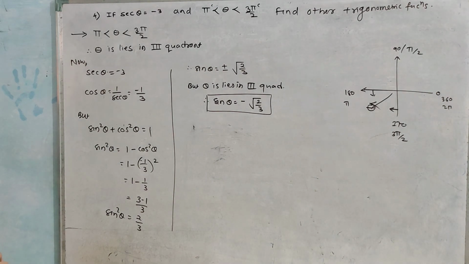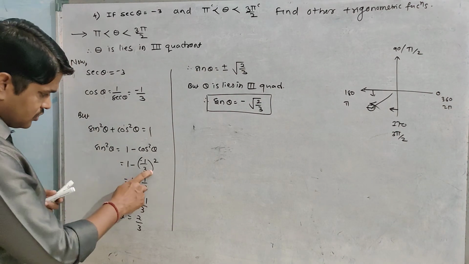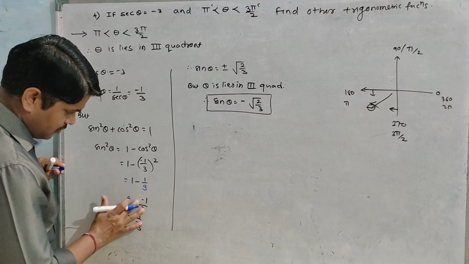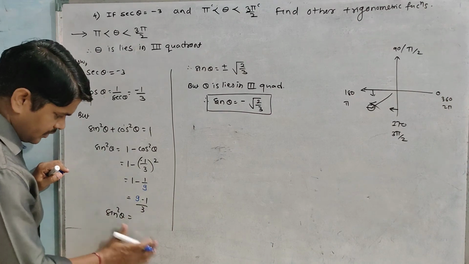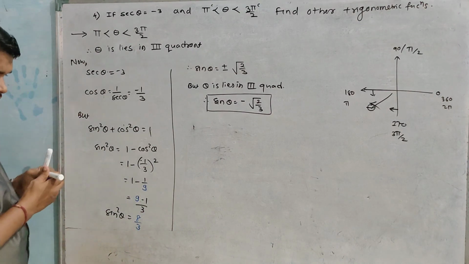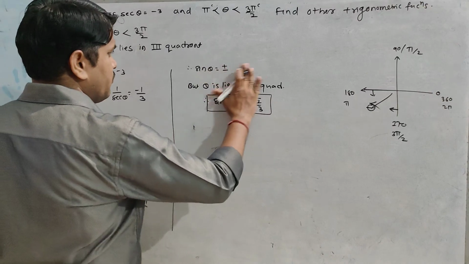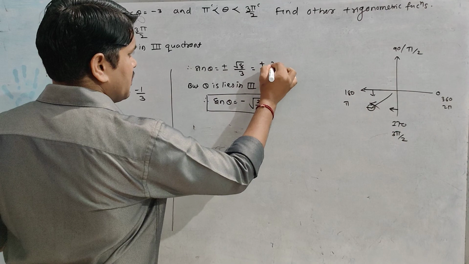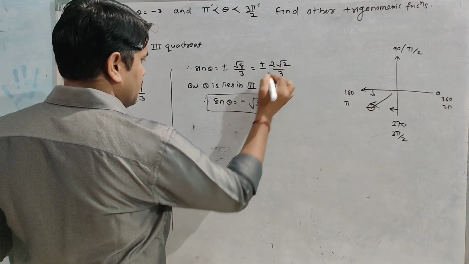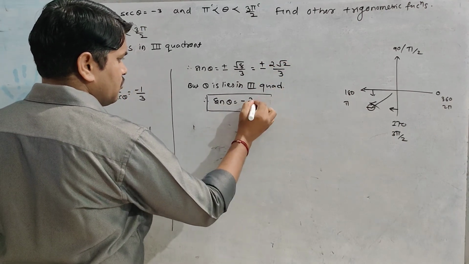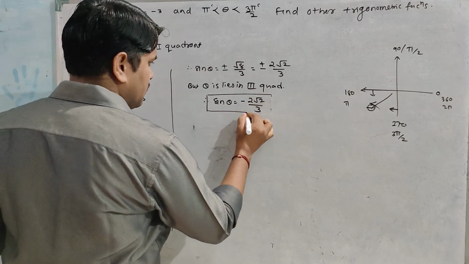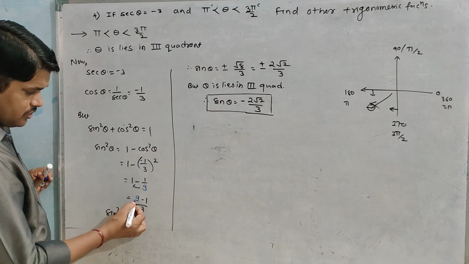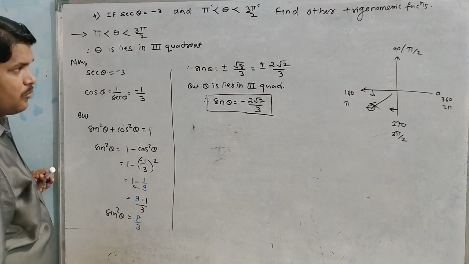One minute, there is a mistake, it is a square. The square of 3 is 9, so 9 minus 1, so here we get 8/3. So here we get root 8 upon 3. Root 8 means plus minus 2 root 2 upon 3. So sin theta is 2 root 2 upon 3. Okay, the square of 3 is 9, so taking cross multiplication 9 minus 1 upon 3, we get 8 upon 3.